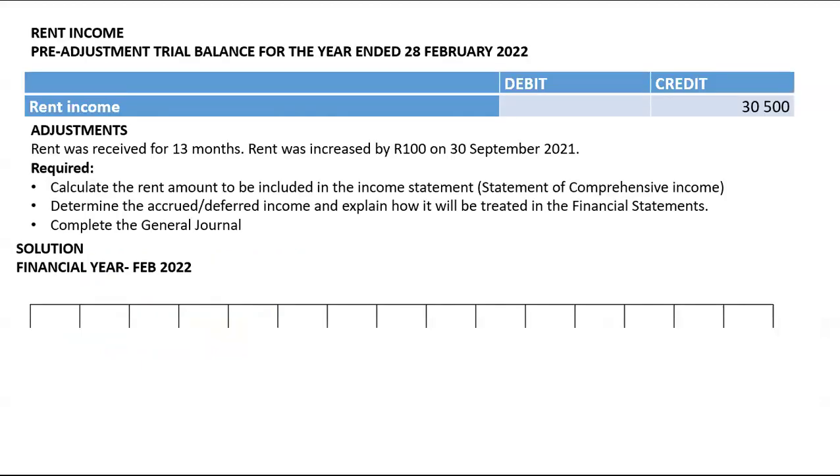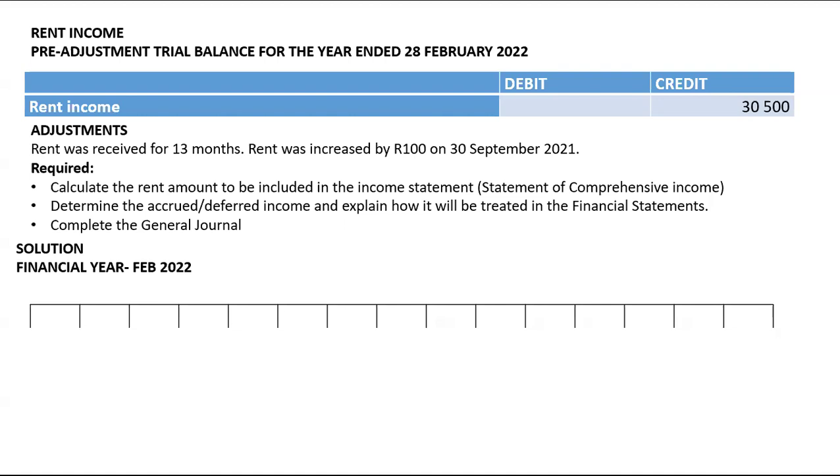Check this one out here. Here we've got rent amounting to 30,500. And they said rent was received for 13 months. So we know that there's 1 month that was received in advance that we do not want. We did not earn rent for that month.